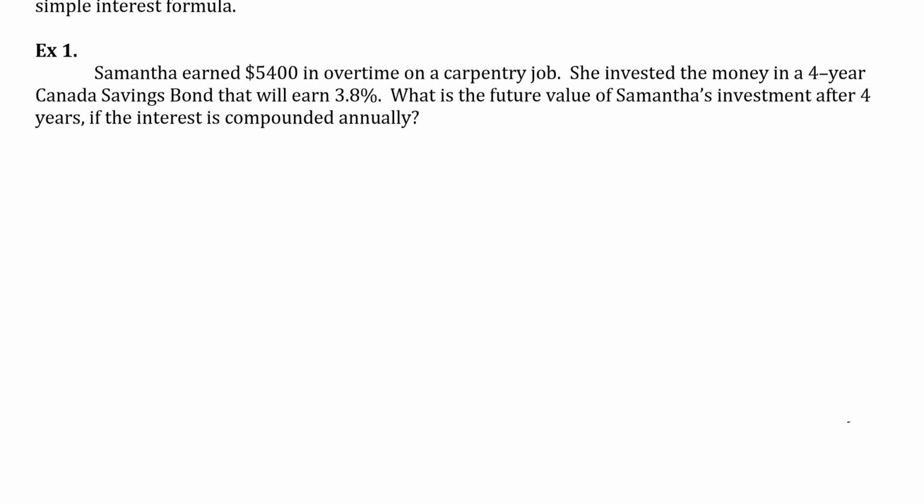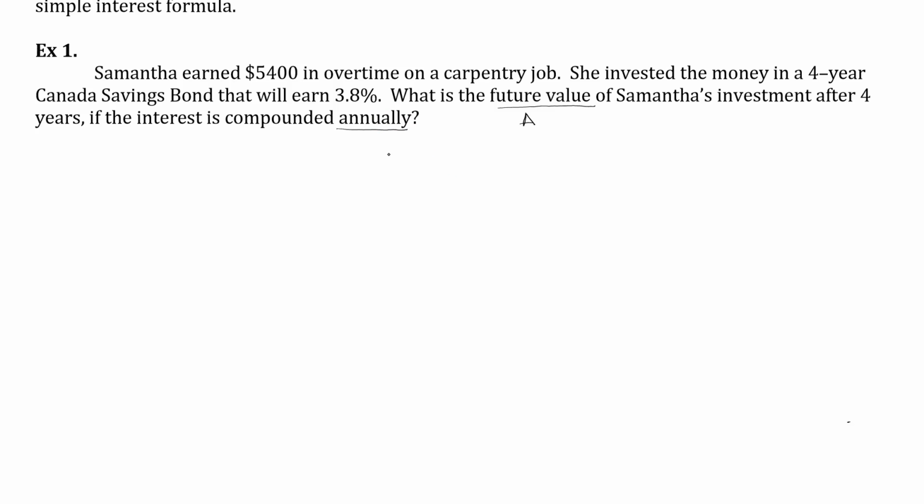So, example number 1. Samantha earned $5,400 in overtime on a carpentry job. She invested the money in a 4-year Canada savings bond, which you know all about, that will earn 3.8%. What is the future value? Not the interest, but the future value, which is our A, of Samantha's investment after 4 years if the interest is compounded annually.